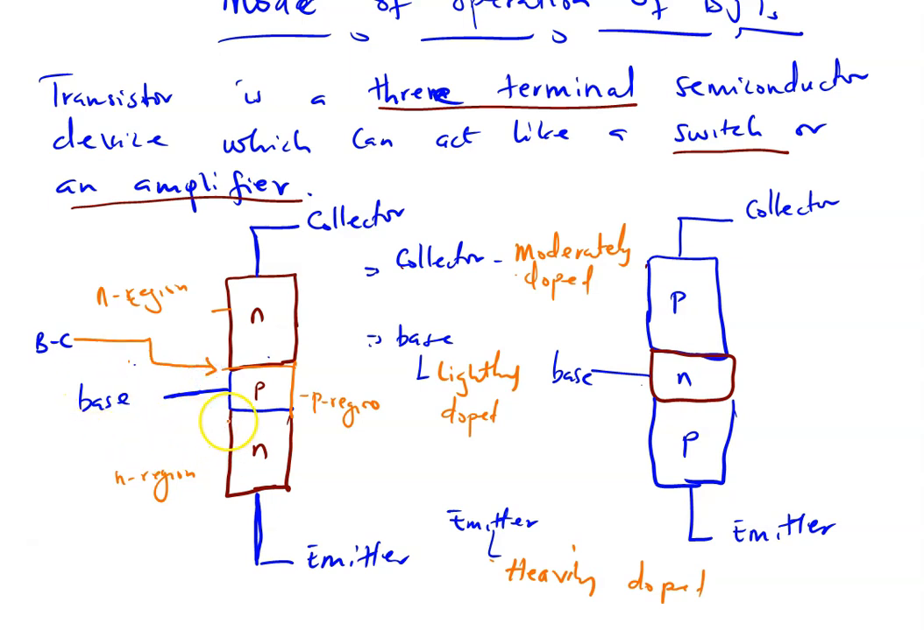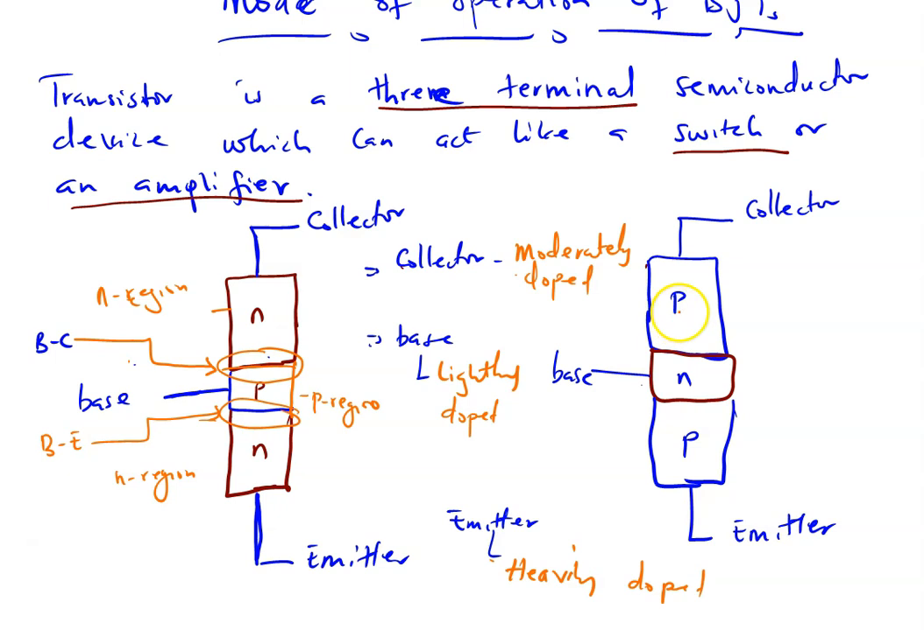And this side can be considered the base-emitter junction. That is this junction, or this region, right? It's termed the base-emitter junction, and this is the base-collector junction. You should always take note of it.